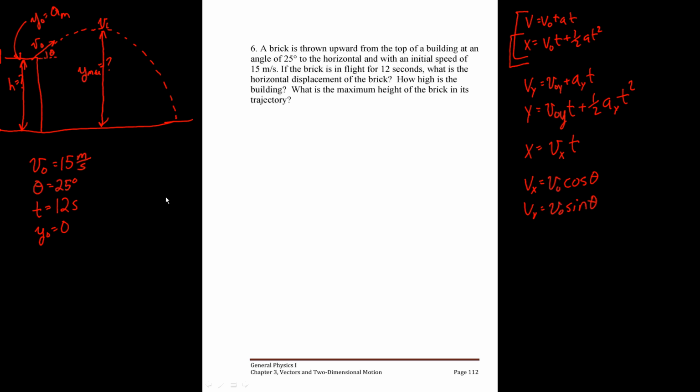I can say that vy up here, at the top, in the y direction, is equal to 0, for reasons that we've talked about. When it goes up to the top of its trajectory, it stops in the y direction. Yf, the final y position, is going to equal negative h. So we'll find yf, and then from that we just take the negative of that number, and that'll be the height of our building. I think that's about all that we know. We know the accelerations.